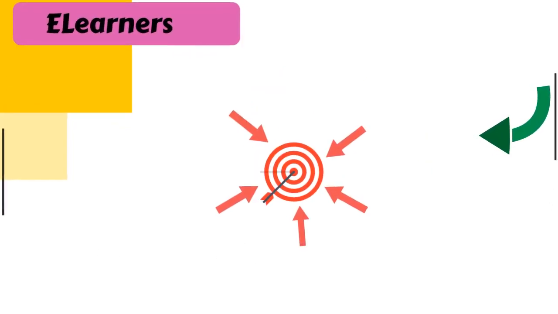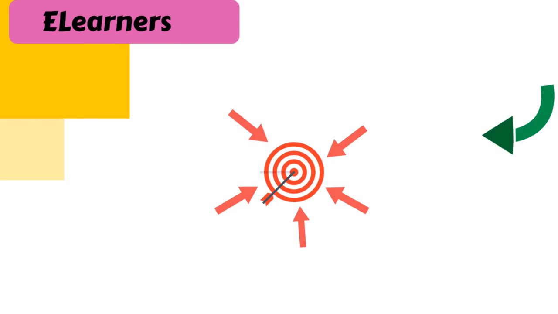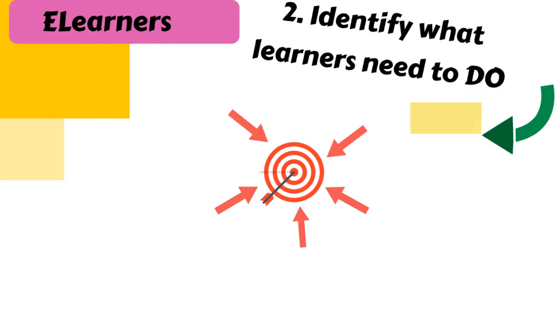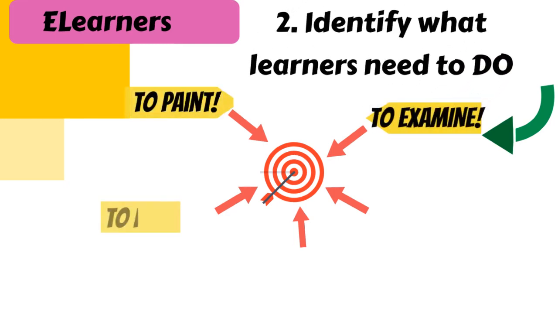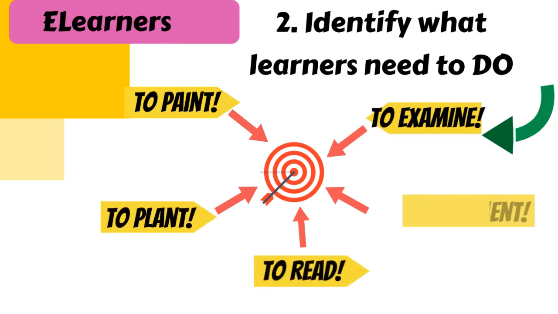The second step in action mapping for e-learners is to identify what learners need to do. Pinpoint all the steps that students need to take to achieve the goal. Steps that are actions. Again, actions, not pieces of knowledge, but things that students will do.